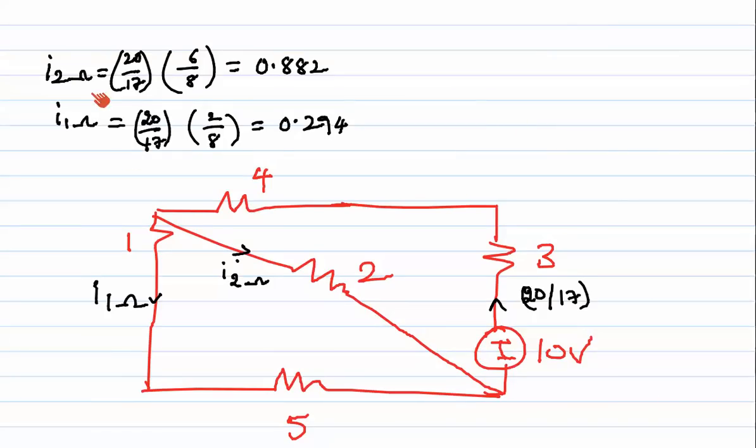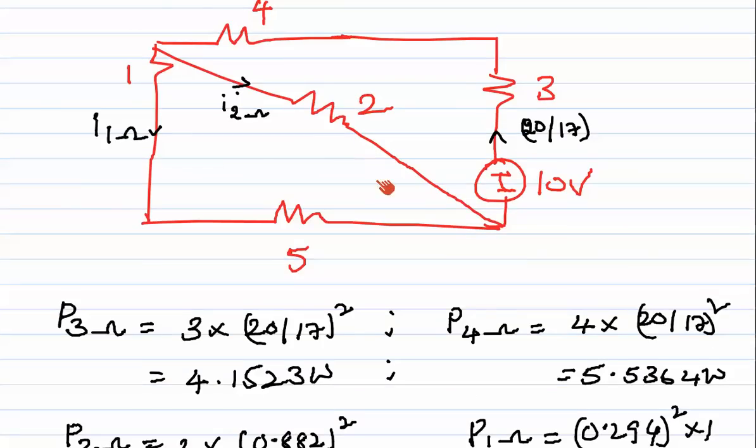And next here, I in 2 ohms. So in this 2 ohm branch, how much current is flowing? Okay, so I 2 ohm is nothing but 20 by 17 into 6 by 8, using the current division rule, is equal to this value. So similarly, by applying the current division rule in this branch, I will find 0.294 amps here.